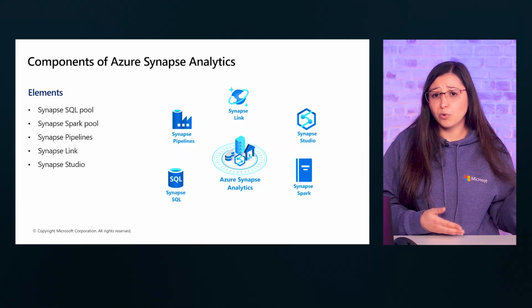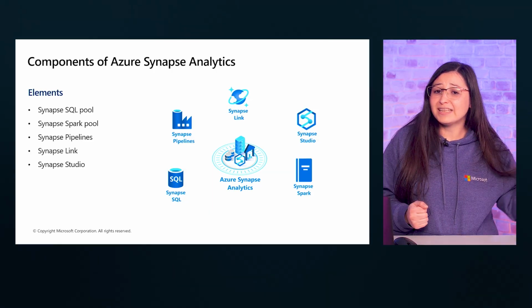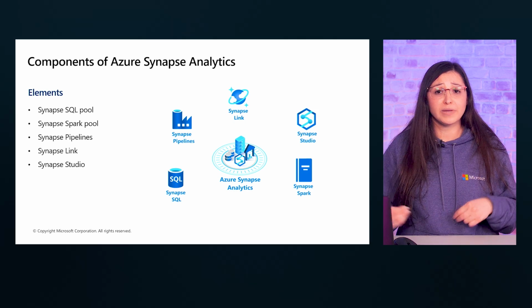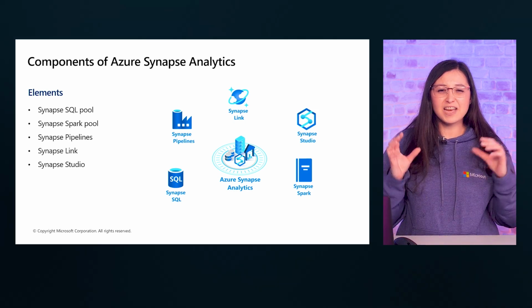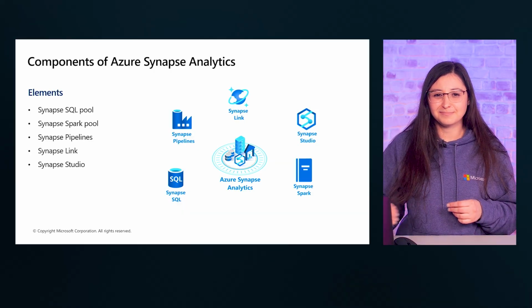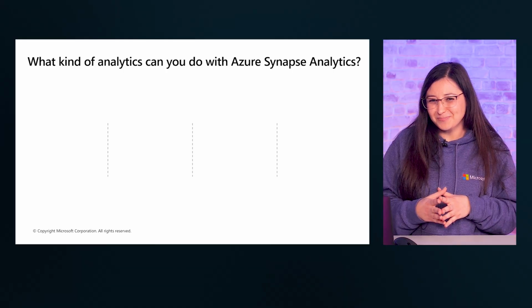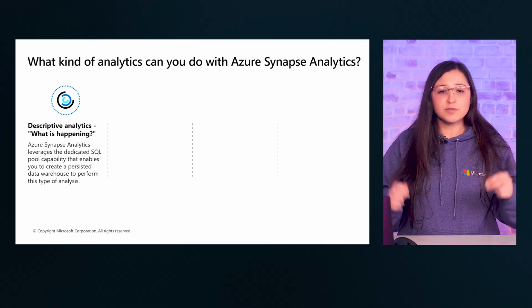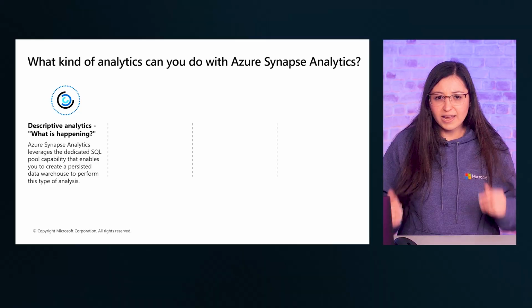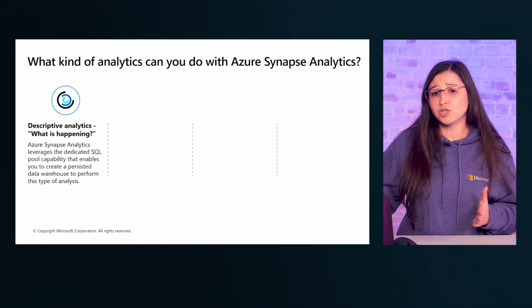So the SQL pool is used when you want to run queries against the SQL. The Spark pool is designed for transforming and modeling data. And pipelines are there to automate and repeat data processes. So what is the outcome? First, descriptive analytics. What is happening? This often maps into a dedicated SQL pool in a structured warehouse.